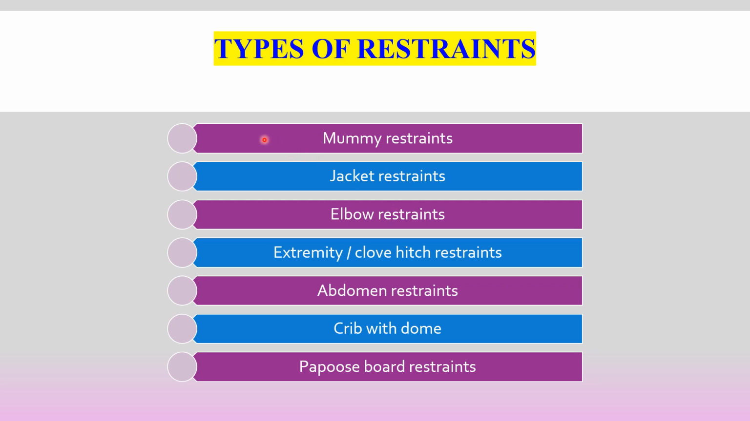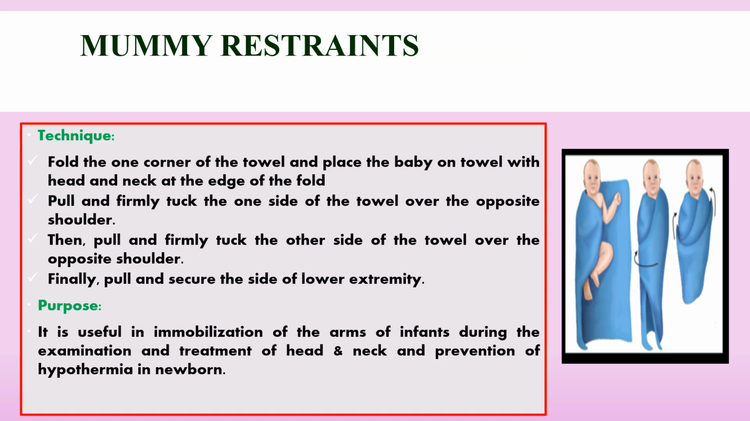Next we are going to discuss the types of restraints. We have nearly 7 types here. The first one is the mummy restraint, second jacket restraint, third elbow restraint, fourth extremity or clove hitch restraint, fifth abdomen restraint, sixth grip with dome, seventh is the Papoose board restraint. We are going to see one by one. The first one is the mummy restraint. This is a very important type of restraint.